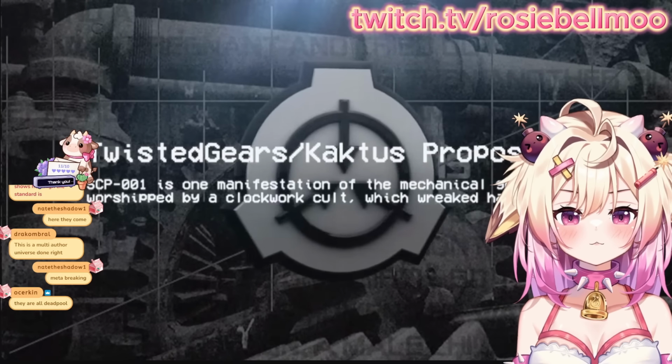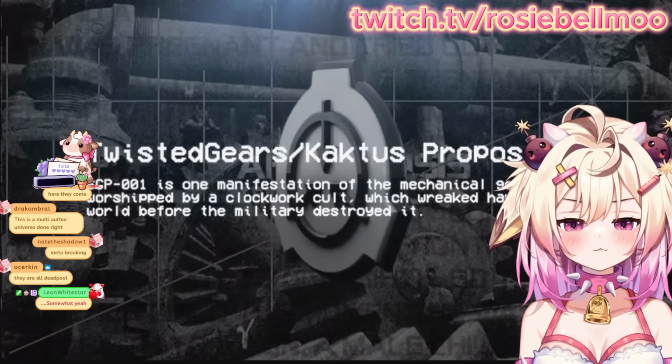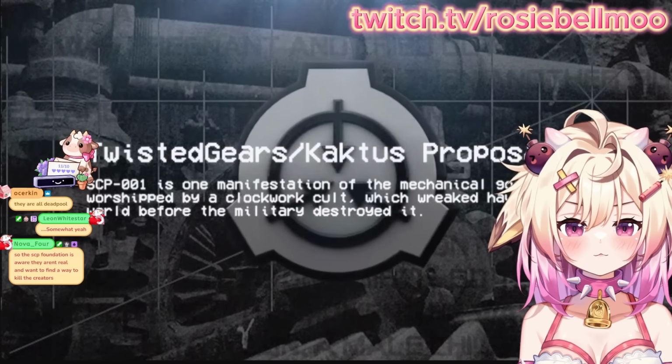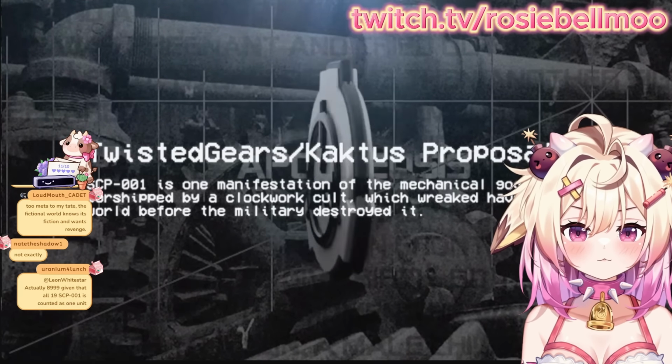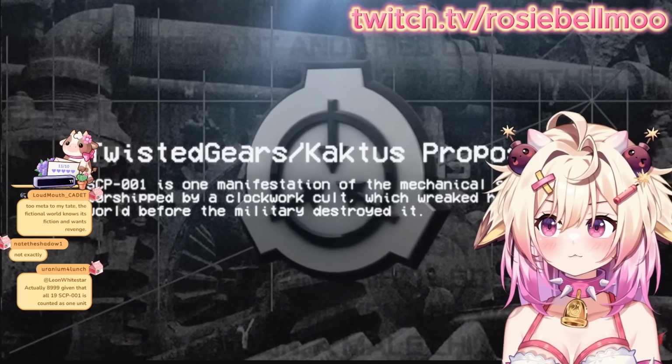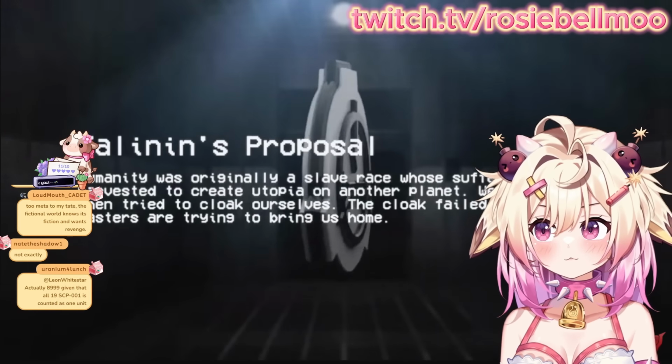Number 5. Twisted Gear's Cactus Proposal. SCP-1 is one manifestation of the mechanical god worshipped by a clockwork cult, which wreaked havoc on the world before the military destroyed it. And finally, number 6.